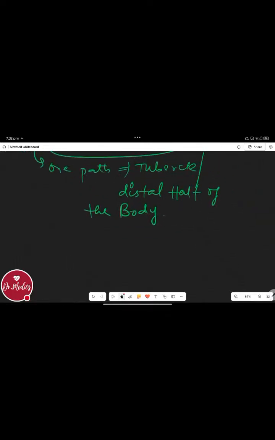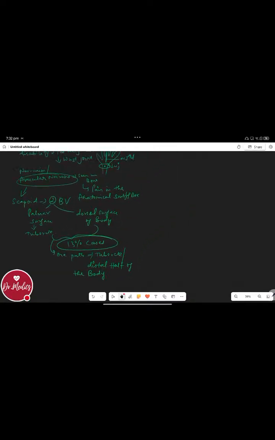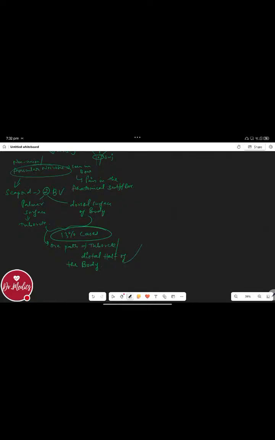So in those cases, if a fracture happens, there might be decreased blood supply to the bone of the wrist. This leads to avascular necrosis.